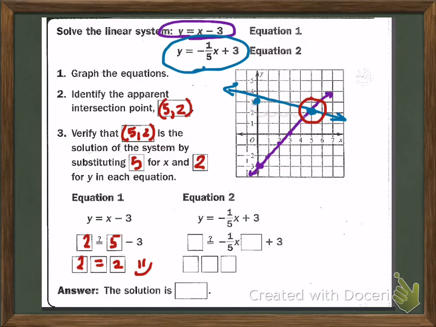But in order to be a solution of a system, it needs to work in both equations. So let's check it in the second equation. Again, I want to substitute 2 for y, and I want to substitute 5 for x. It's a times sign there. And so I get 2 is equal to, and again, I get 2. So it works in both equations. That means the solution to this system is 5, 2, because the ordered pair 5, 2 works in both equations.